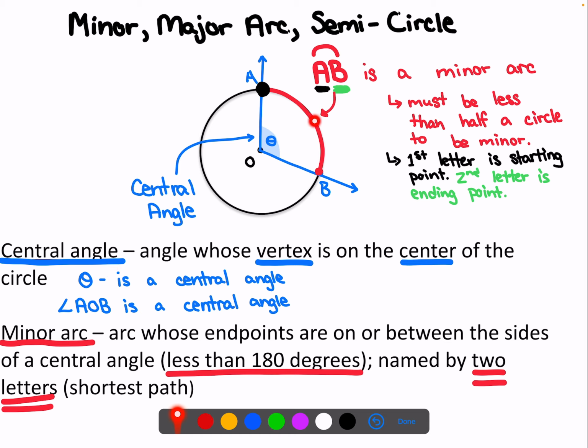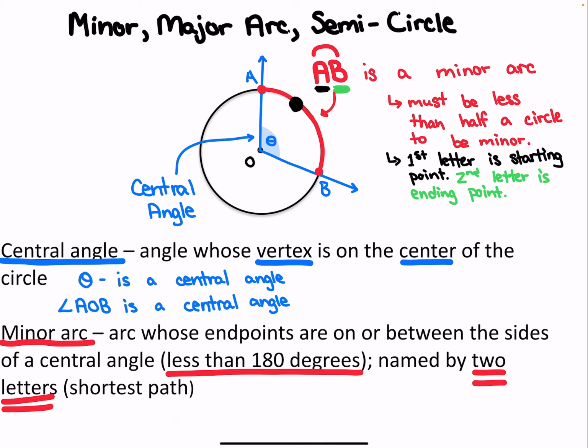So what we call this arc is the intercepted arc. It gets the name intercepted arc because OA is intersecting the circle, OB is intersecting the circle, and the intercepted arc is the arc that's in between those intersections. So anytime that we have a central angle, it will always have the same measure of openness, the same degree measure as our minor arc.